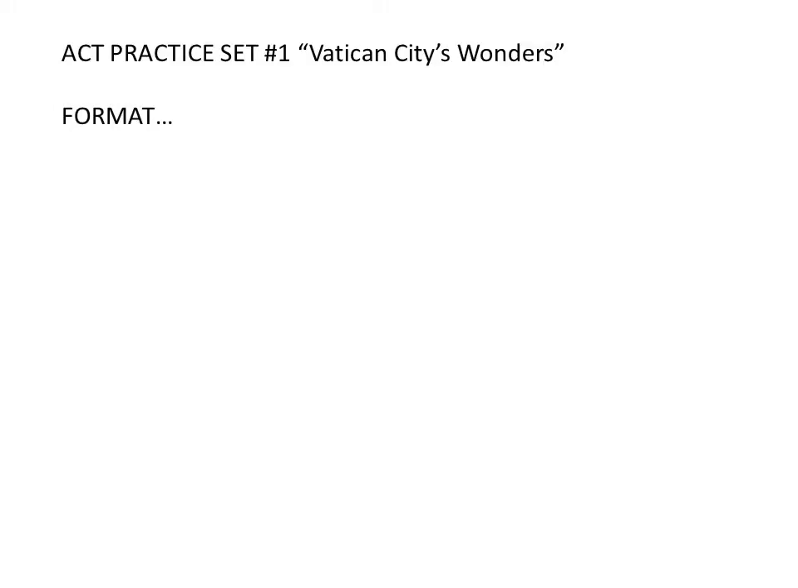Okay, we're going to start with the very first ACT question set. So you should be looking at number 1. Actually, it says passage 5, but it's Vatican City's Wonders. Let's look at the format of the English ACT part. If you look at the left-hand side, you've got an article. You can flip through it, and it's the left-hand side all the way down. That's the article that they're dealing with.